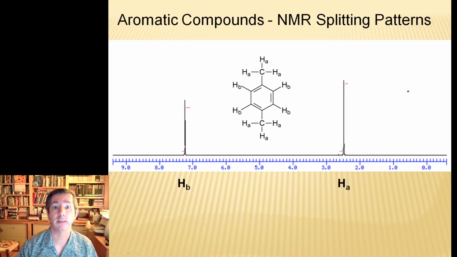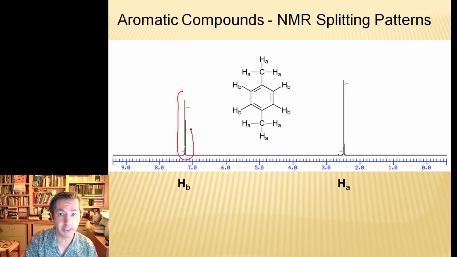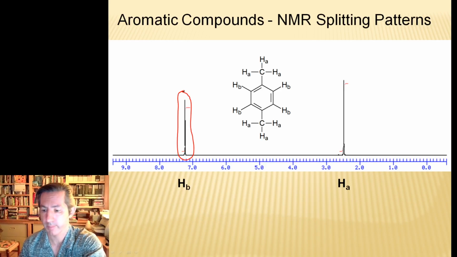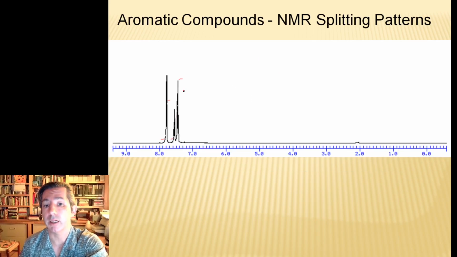Okay, now we're going to look at some typical NMR splitting patterns in the aromatic region. We already looked at one of those, and that was what happens if you have a para-substituted species where both groups are the same. You'll end up with just a singlet in that region, no splitting at all. Probably the simplest pattern we'll come across. Let's take a look at another one.